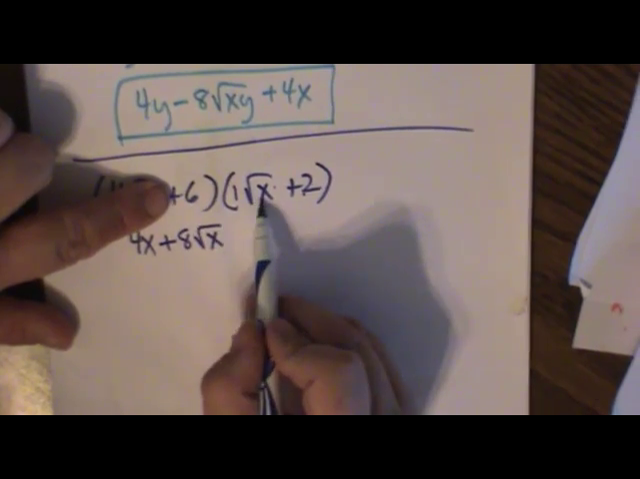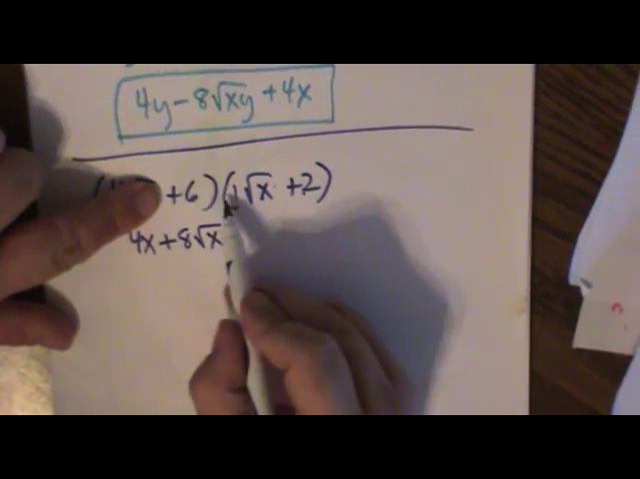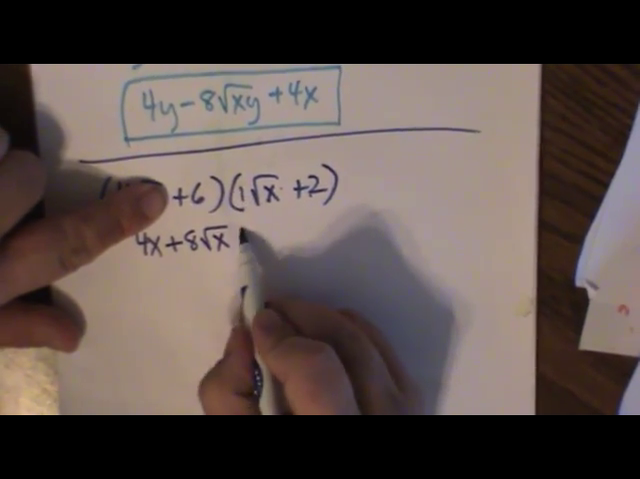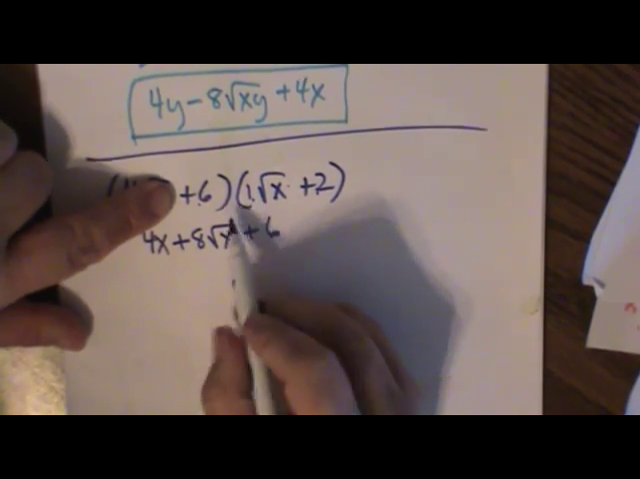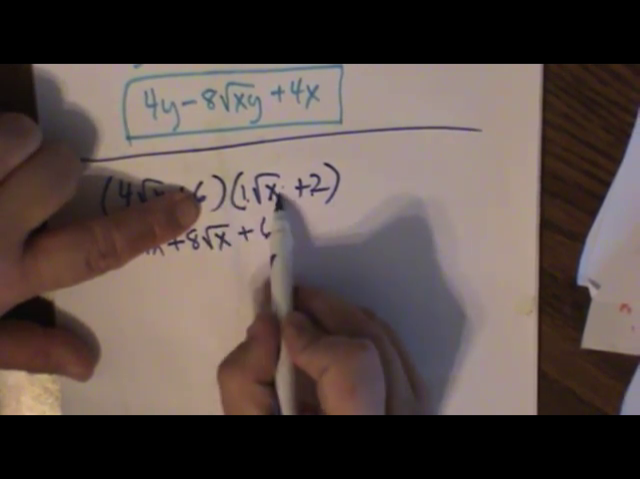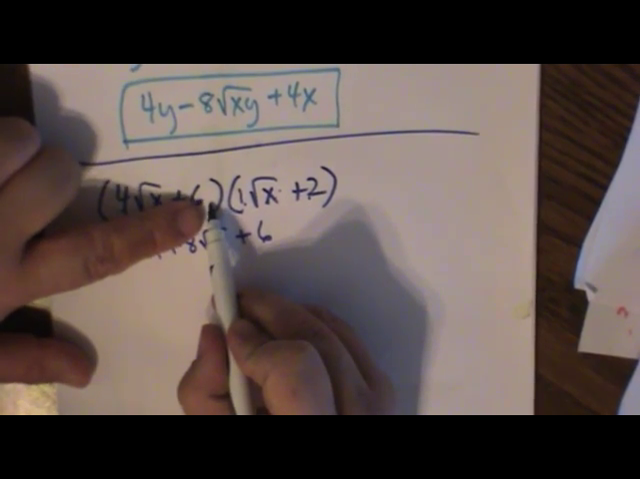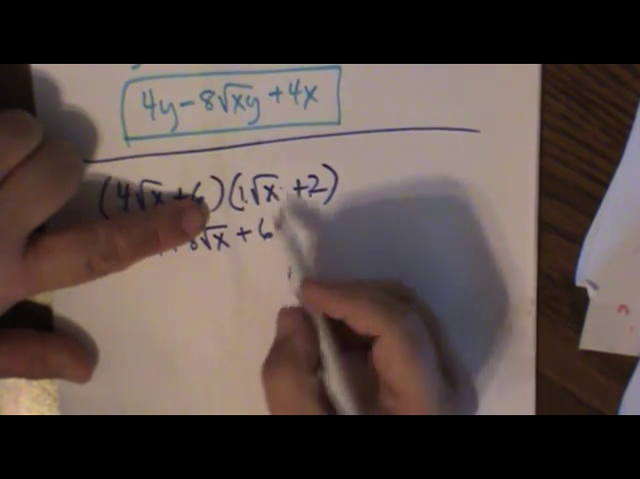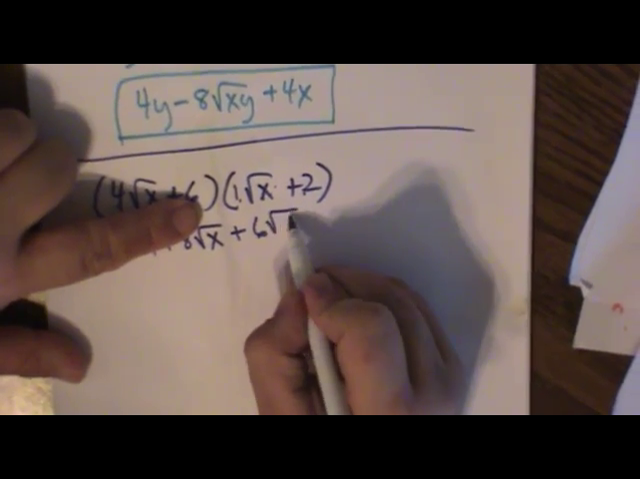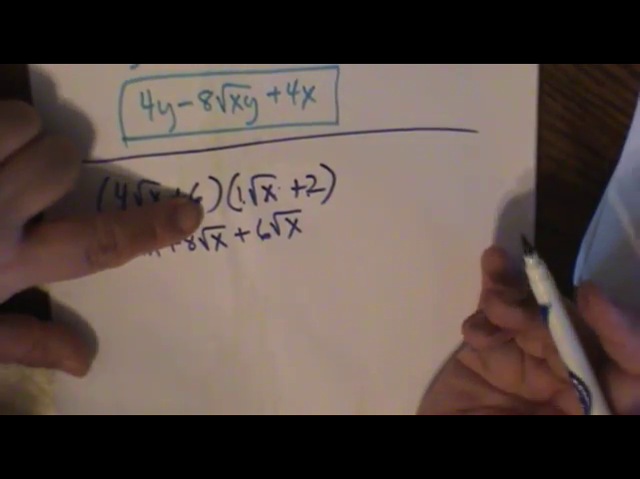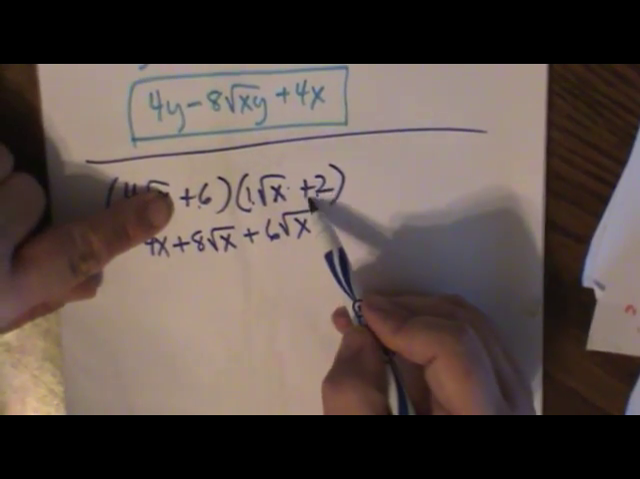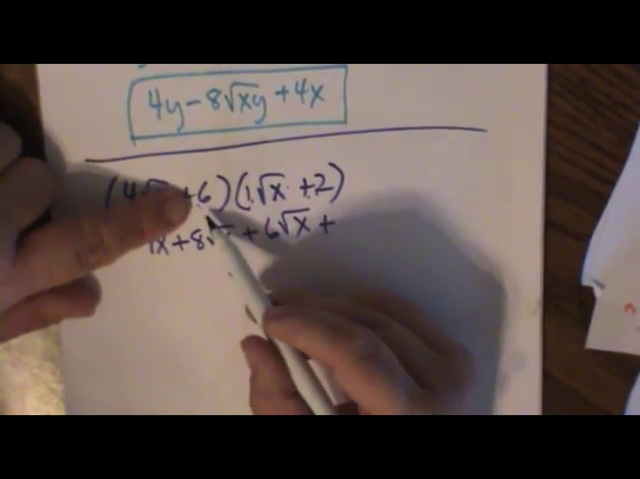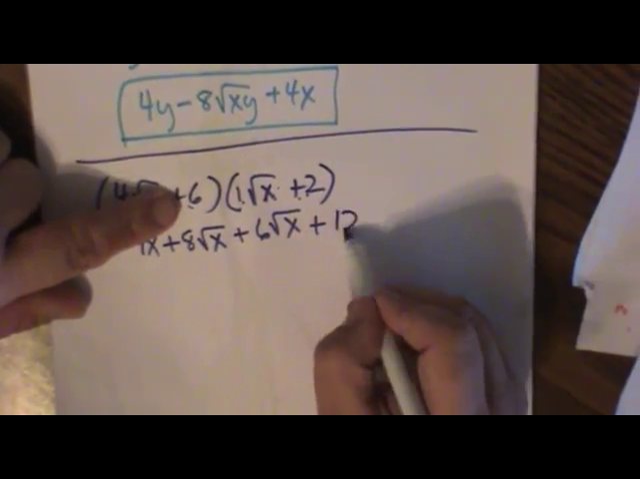Now we're going to do the inner times inner. Positive times positive is positive. 6 times 1 is 6. Since we don't have a radical over here, it's just going to be 1 times this radical, which is square root of x. Then our last one is positive times positive is positive. 6 times 2 is 12.